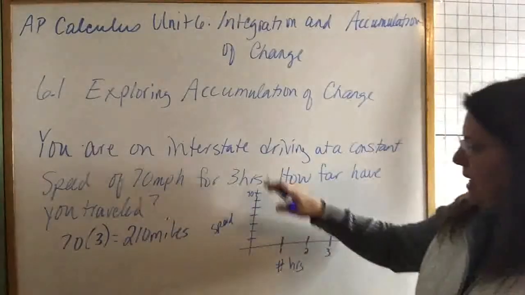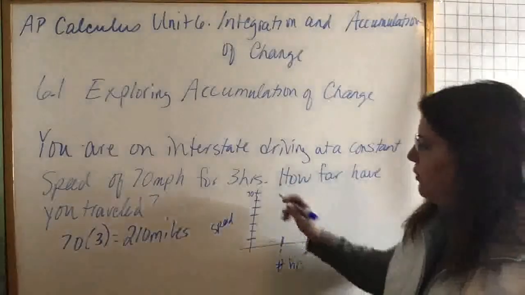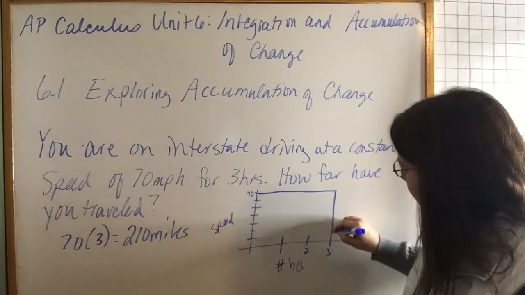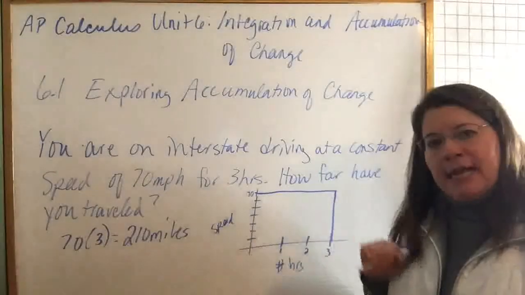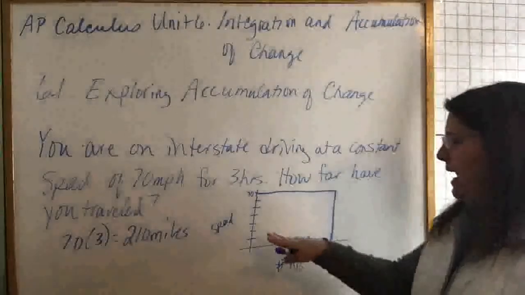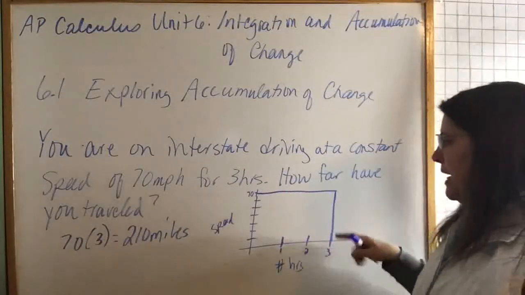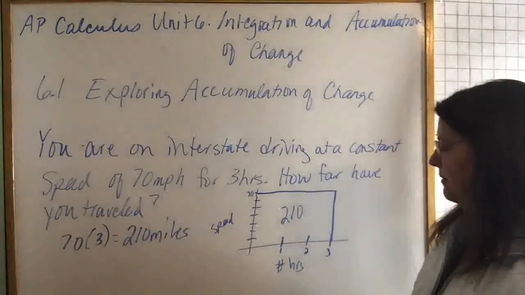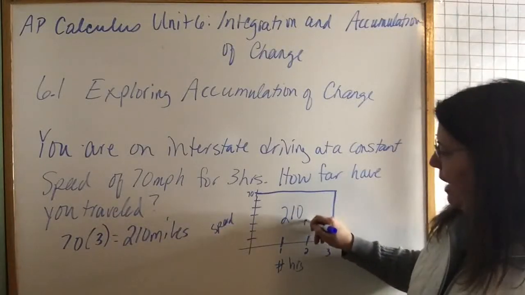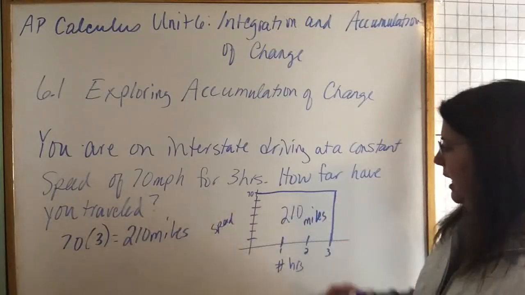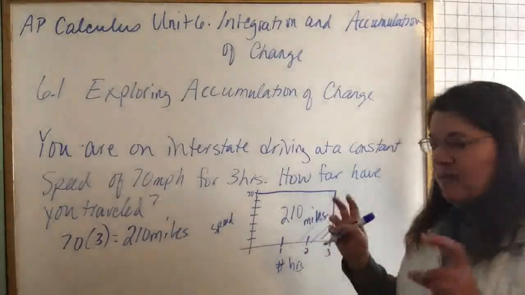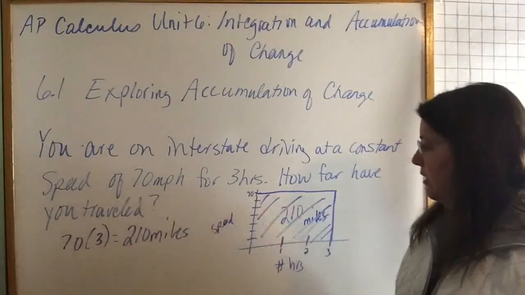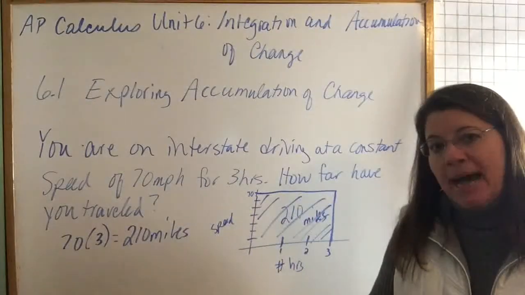Okay, they're going up by tens. So if I've traveled at 70 miles per hour for 3 hours, I have this rectangle here. If you think about it, wouldn't the area of this rectangle be 3 times 70, which is 210 miles that we've traveled? So the area under this, it's not really a curve, it's a straight line, but the area under the curve that we're considering here is 210 miles.